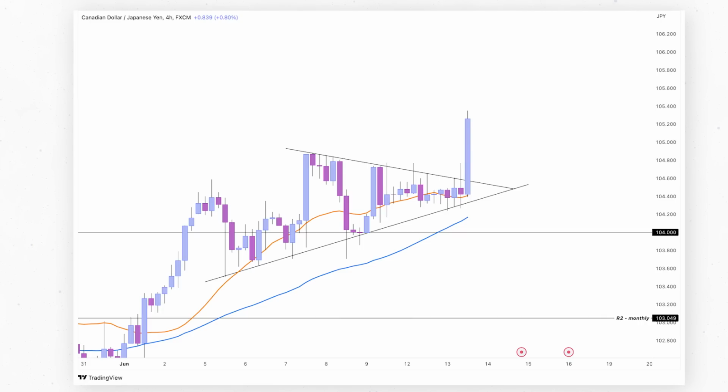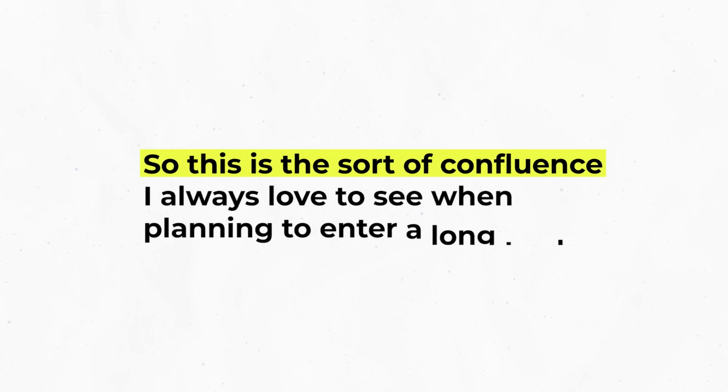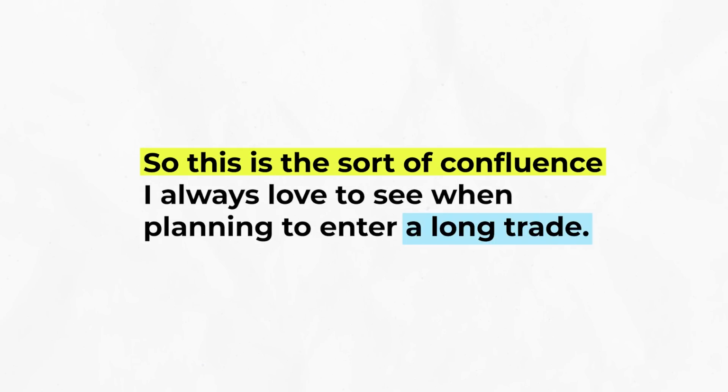So let's zoom in further to the 4-hour chart, and as you can see, the price shows strong bullish behavior by breaking the symmetrical triangle pattern to the upside, and this is where we activate and bring the parabolic SAR into play. And as the dots remain below the price, they add another layer of confirmation to our bullish outlook. So this is the sort of confluence I always love to see when planning to enter a long trade.